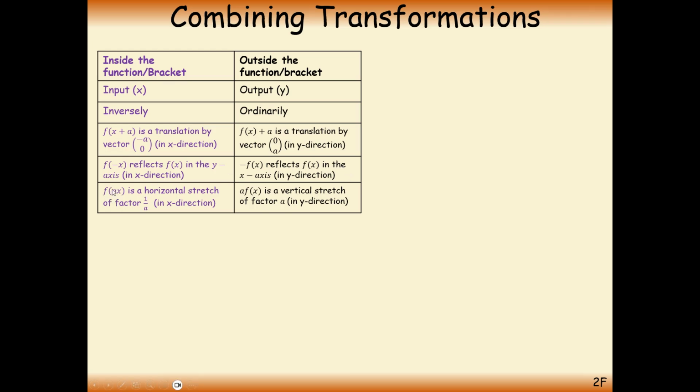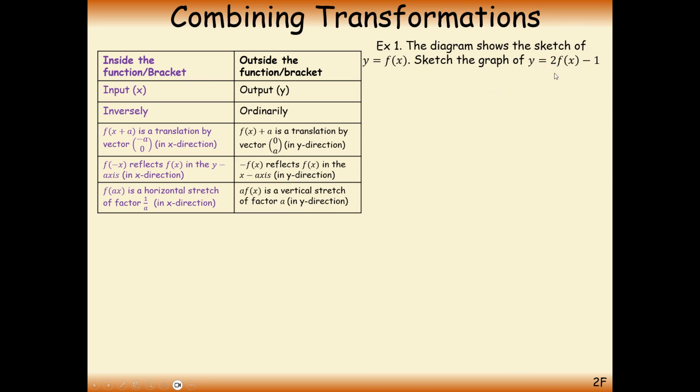When a is a multiplicative constant inside the function, that is a stretch factor, and actually the graph will be stretched by a factor of 1 over a, that's inversely. And when a is outside of the bracket or function, the stretch factor will occur ordinarily, that is, it will be stretched in y direction by a factor of a. So let's look at this example, and this should consolidate what I just said.